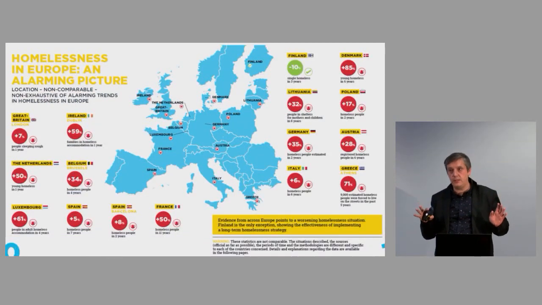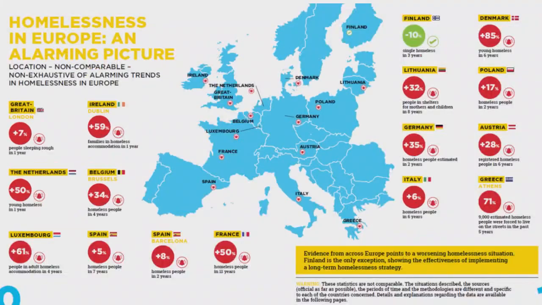Let's say something first on homelessness. This graph is coming from Fianza, and it shows that homelessness in Europe is growing. If you look more into detail, you see all those red lights, and all those red lights show that homelessness is on the rise throughout Europe. There's one exception in the north of Europe: Finland. Finland is the only country in Europe which succeeds in diminishing homelessness.